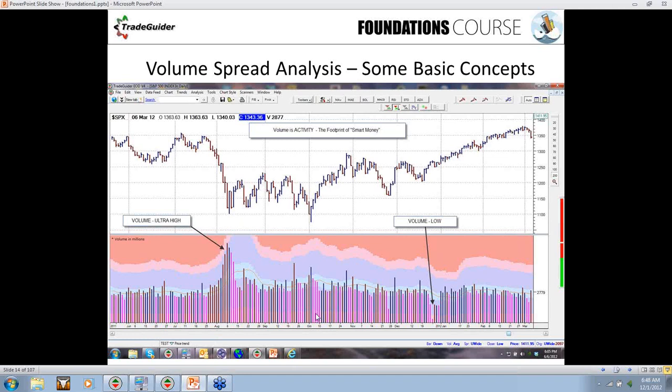Now look at the chart. Do you all notice the ultra high volume on that chart? Can you all see it? Yes or no? Can you all see the ultra high volume that I've marked on that chart? Everybody see that? Okay, good.